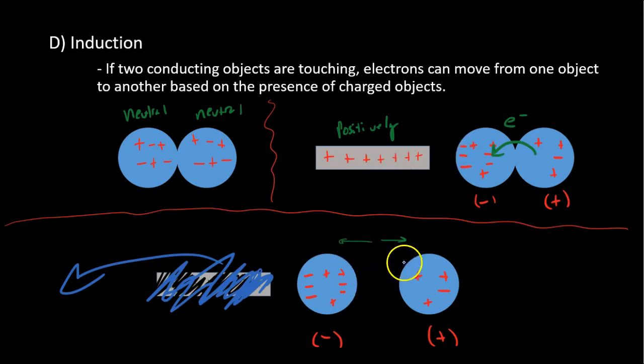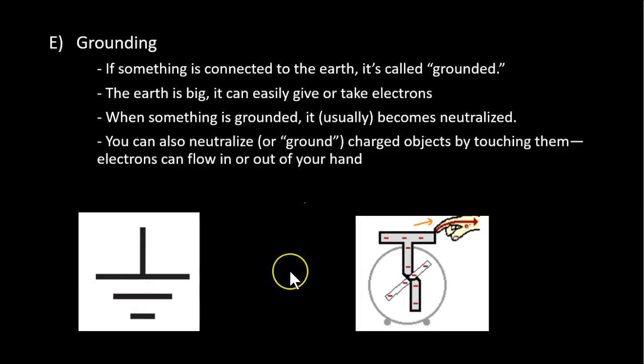No charges actually left these original two spheres. They were induced to go from one object or the other. So now this has a negative charge, this has a positive charge. That's induction. There's only one more thing I want to say, and it's something known as grounding. This is the last little topic.